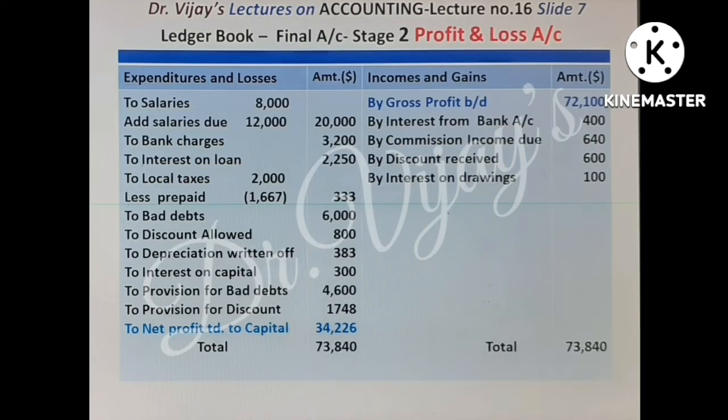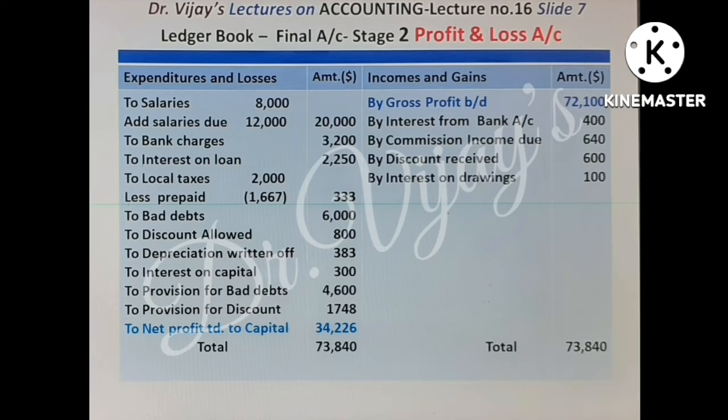Slide 7 shows the profit loss account of Sabu's firm. Gross profit is brought down on the credit side, $72,100. It is followed by incomes: interest from bank account $400, commission income due from Meadow $640, discount received $600, interest on drawings $100. In the debit side, salaries is the first item, and outstanding salaries $12,000 is added, so it becomes $20,000.